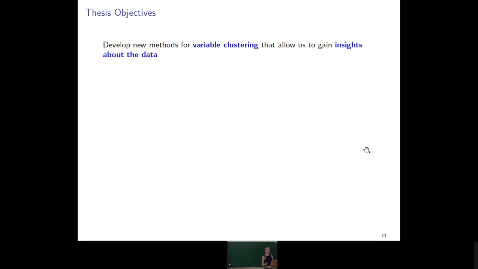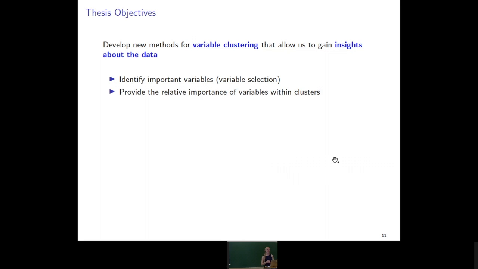Okay, so now I think you have all the background necessary to understand what the basic idea of the thesis is. So the idea here is that we wanted to develop new methods for variable clustering that allow us to gain insights about the data. In particular, we want to do 2 things. The first is we want to be able to identify the important variables, so which variables are relevant for the analysis or for predicting disease or something like that. And then another thing is we want to be able to provide the relative importance of variables within a cluster, because that makes it easier to perform further analyses. We know which of the variables to start studying first because we know that they're the most important in the cluster.